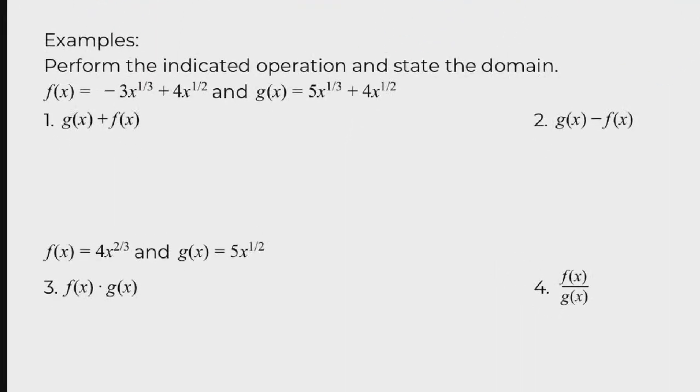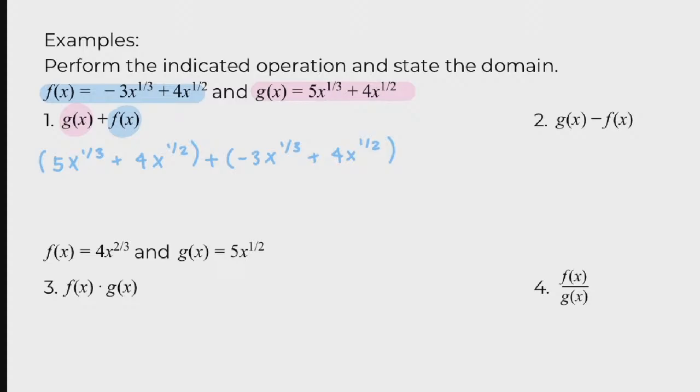So let's start with the examples. We're going to perform the indicated operation and state the domain. So we're given the equations for f of x and g of x, and for number 1, we want to find g of x plus f of x. So we're just going to replace g of x, which is this, with the long equation. So 5x to the 1/3 plus 4x to the 1/2. And then we have a plus, so this part was g of x. And f of x is this part here. So we have negative 3x to the 1/3 plus 4x to the 1/2.